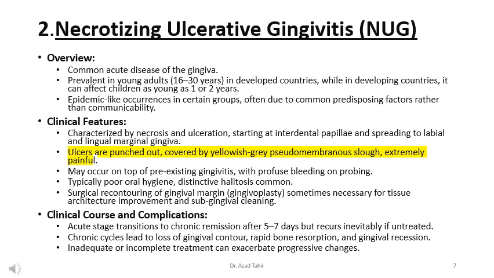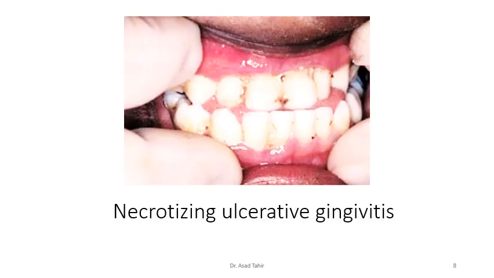Clinical course and complications. The acute stage transitions to chronic remission after 5 to 7 days, but recurs inevitably if untreated. Chronic cycles lead to loss of gingival contour, rapid bone resorption, and gingival recession. Inadequate or incomplete treatment can exacerbate progressive changes.